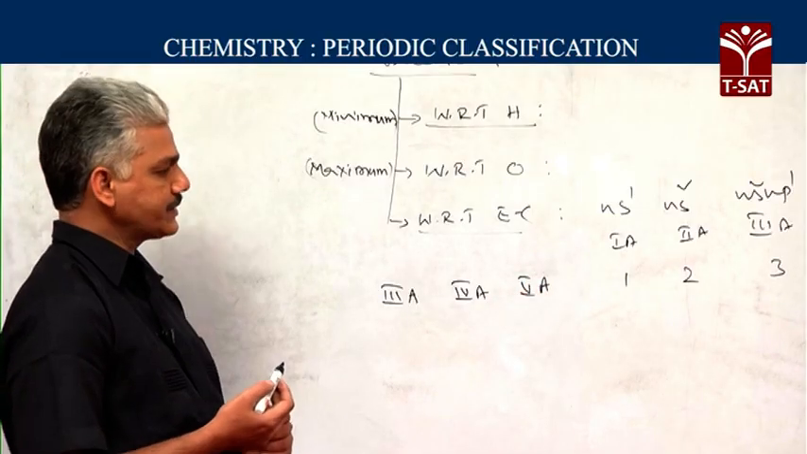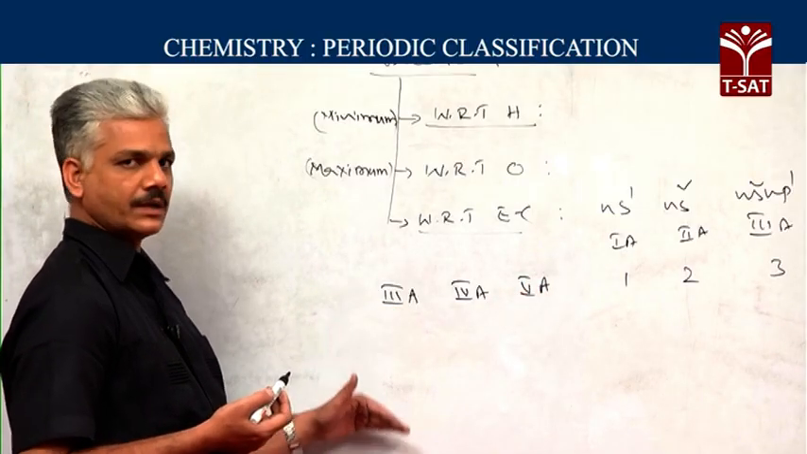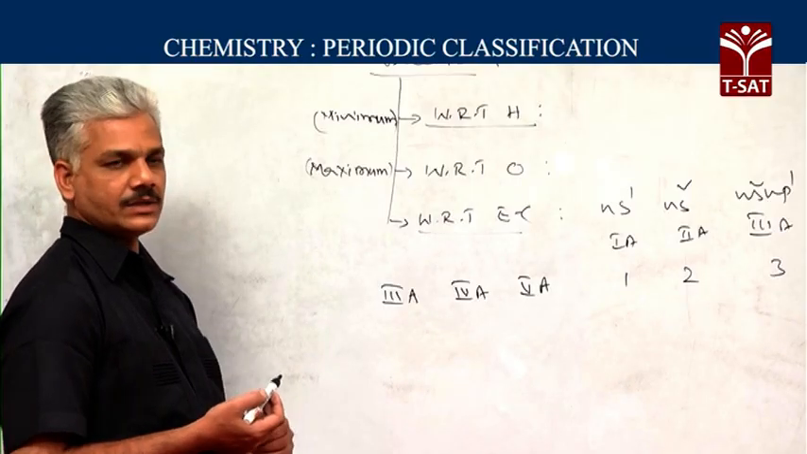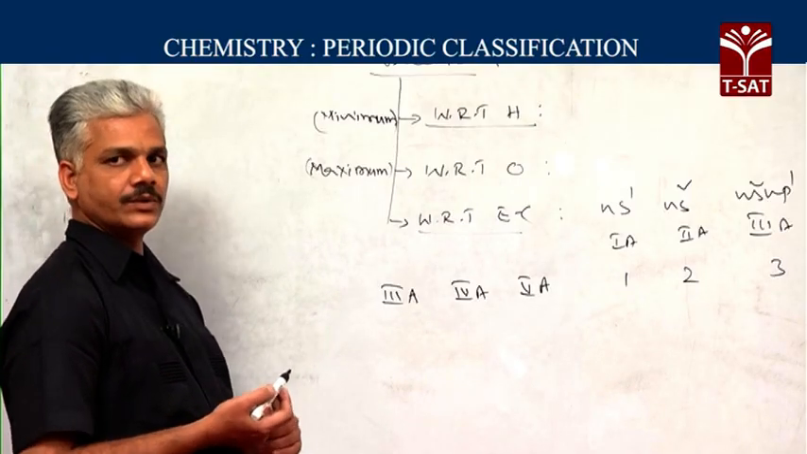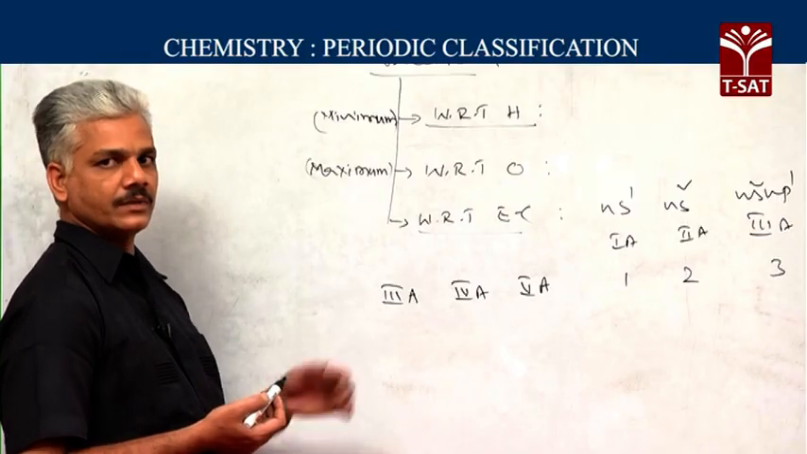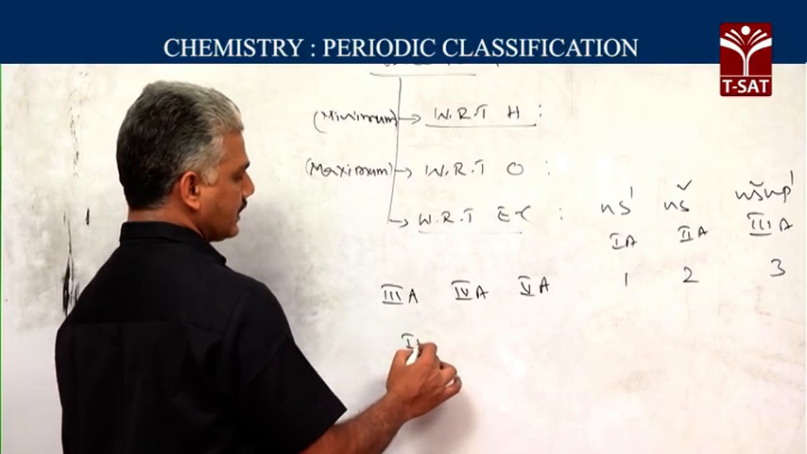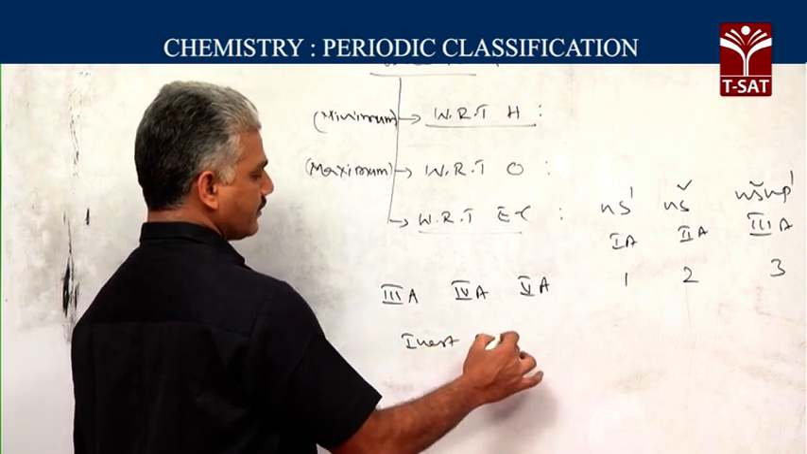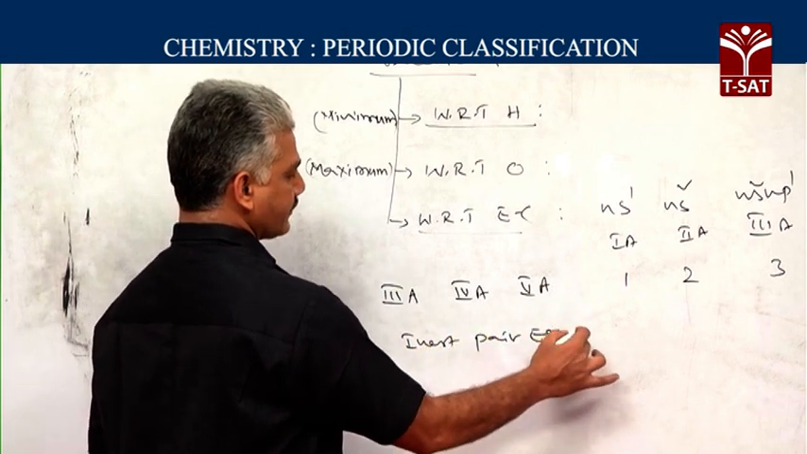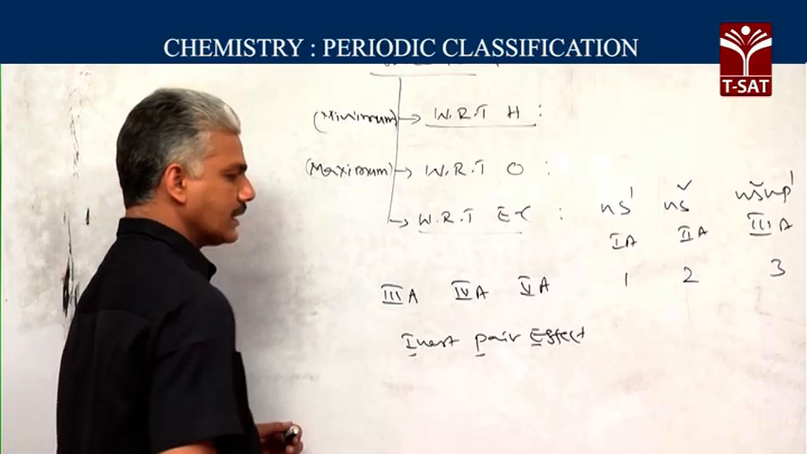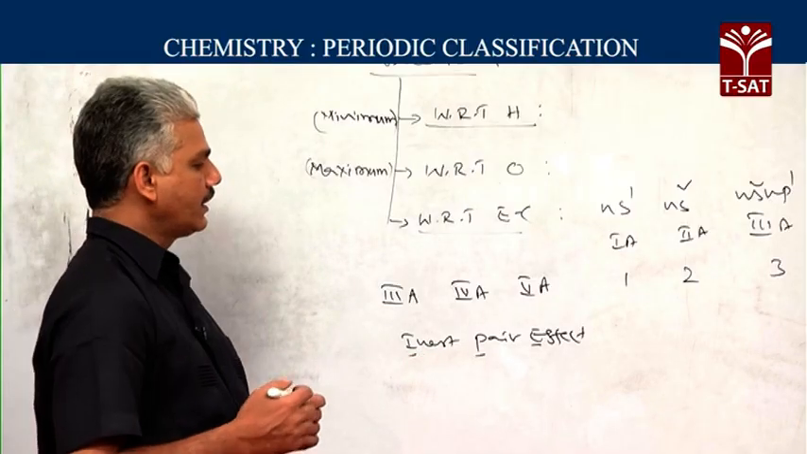In these 3 groups, as we move from top to bottom, the bottom element shows valency 2 units less compared to the previous elements. The phenomenon involved is called the inert pair effect. In short, we call it IPE.